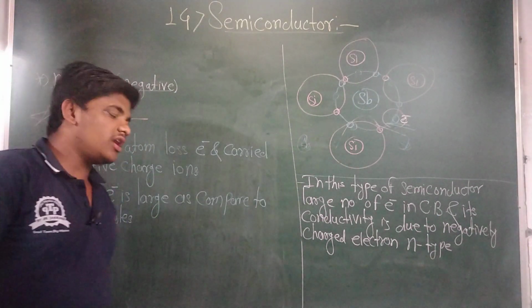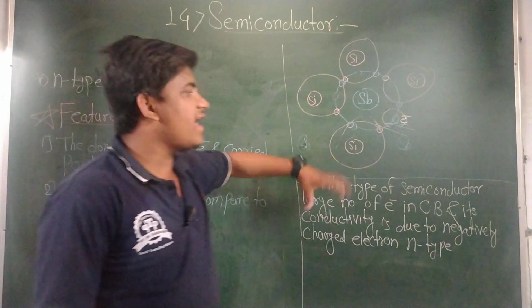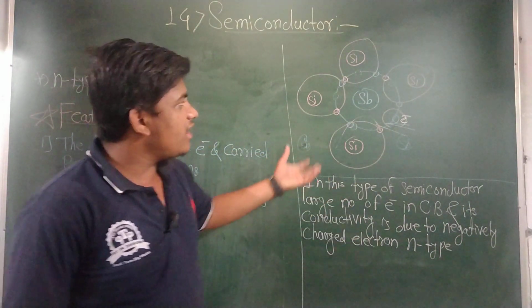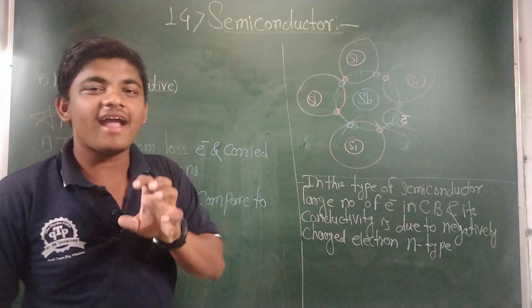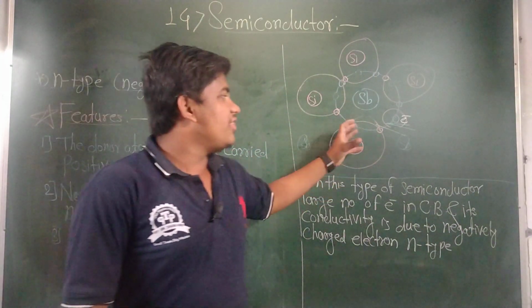When we discuss the p type of semiconductor, the process will be exactly reversed. Then we take the trivalent impurities, and these trivalent impurities lack electrons or they want one electron.